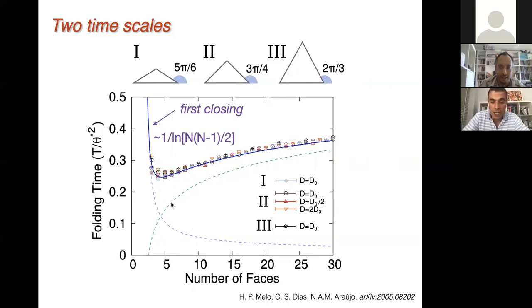And what you see with the green dashed line is the time it takes, once the first closing event occurs, for the other n minus 2 possible closing events to reach the last one to occur. And this is, as I said, goes with the logarithm of n minus 2. And so the total folding time should be the time it takes for a first closing to occur, plus the time it takes once the first closing occurs to the last. Is the blue line here, the solid blue line here.